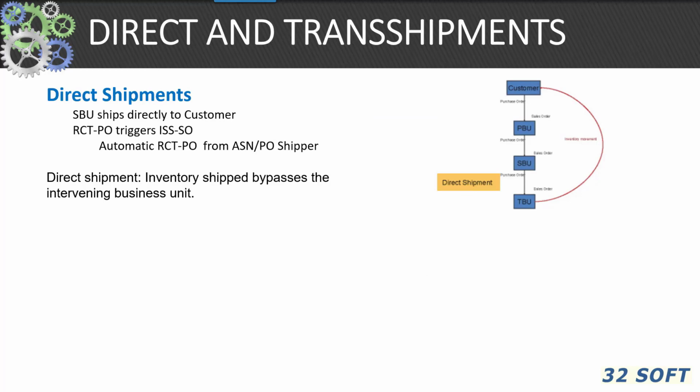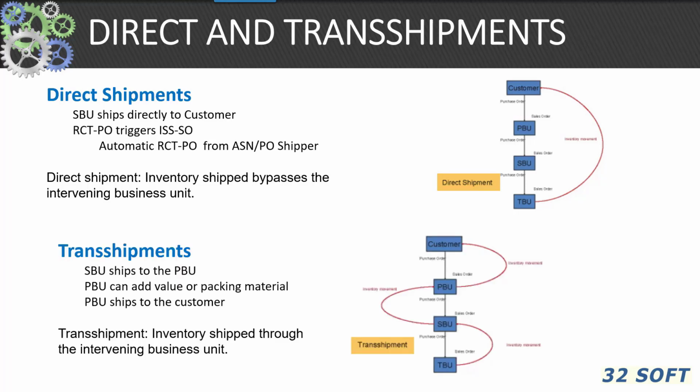Another important concept in EMT is that we need to understand the difference between direct shipments and transshipments. For direct shipments, the primary business unit does not physically receive the merchandise. The secondary business unit ships directly to the end customer. For transshipments, the secondary business unit ships the merchandise to the primary business unit, and then the primary business unit either packages it with others or modifies it and then ships it to the end customer.